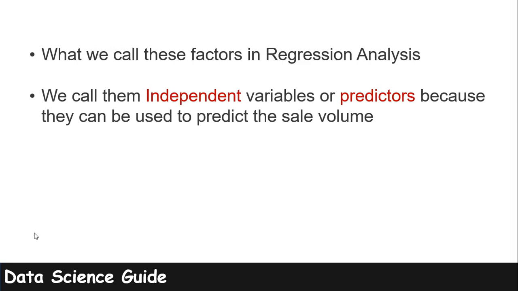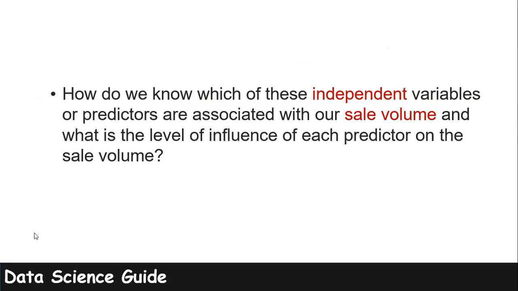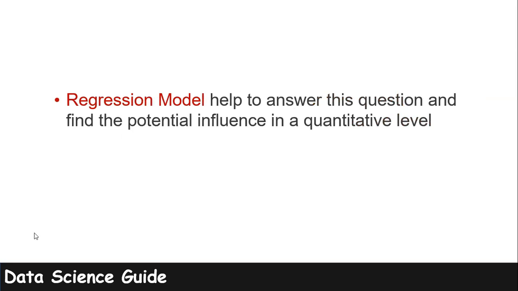What do we call these factors in regression analysis? We call them independent variables or predictors because they can be used to predict the sales volume. How do we know which of these independent variables or predictors are associated with our sales volume, and what is the level of influence of each predictor on the sales volume? A regression model helps us answer this question and find the potential influence at a quantitative level.